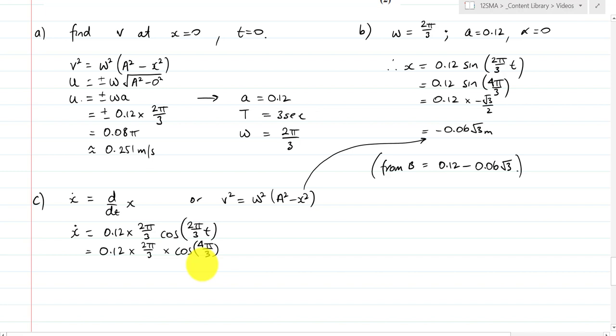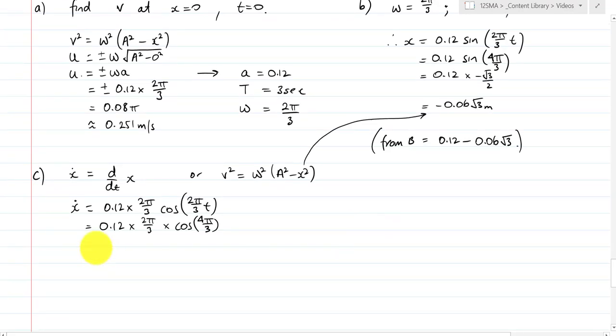4 pi on 3 is, as we've done up here, in the third quadrant because it's a bit more than pi. It's pi on 3 in the third quadrant. Cos is negative, but it's negative a half. So equal to negative 0.12 times 2 pi on 3 times, I've already included the negative, times a half. And so that's equal to half that, pi on 3. So it comes out as negative 0.4 pi, or approximately negative 0.13 meters per second.